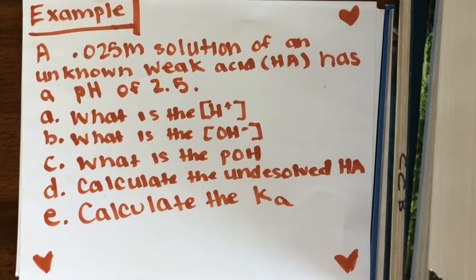A 0.025 molar solution of an unknown weak acid has a pH of 2.5. What is the H plus? What is the OH minus? What is the pOH? Calculate the undissolved HA, and calculate the Ka.